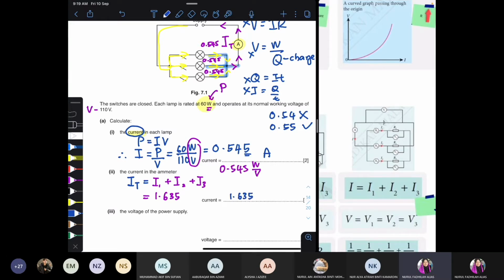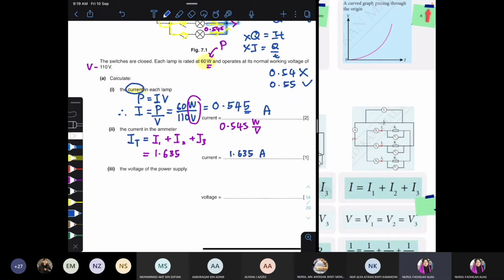1.635. Cikgu nak tulis berapa? Tulis 2 decimal places ataupun 3. Tapi kalau nak tulis 2 decimal places, make sure you got that right lah. Okay. So kalau awak tulis 1.63 betul tak? Salah. Tuliskan 1.64. Now the voltage.